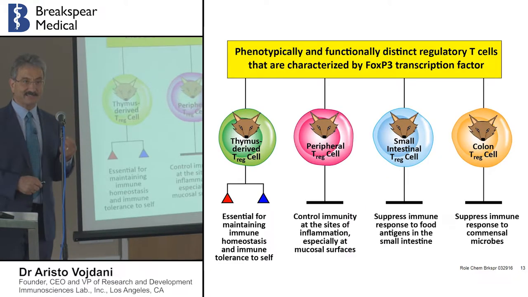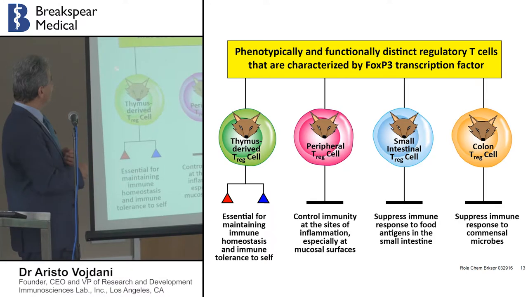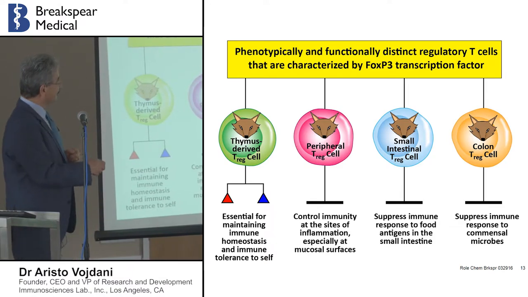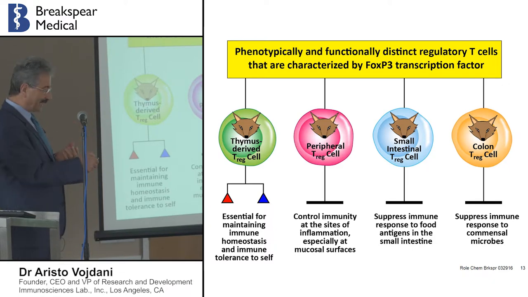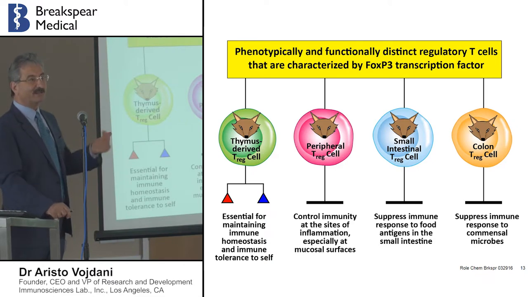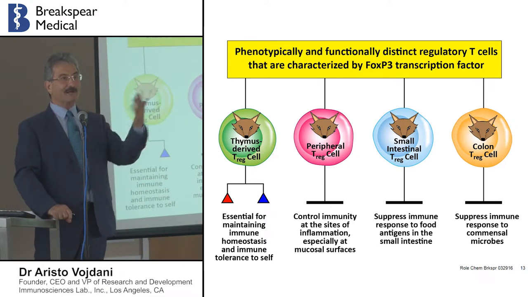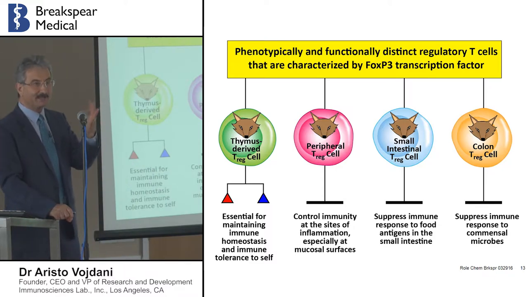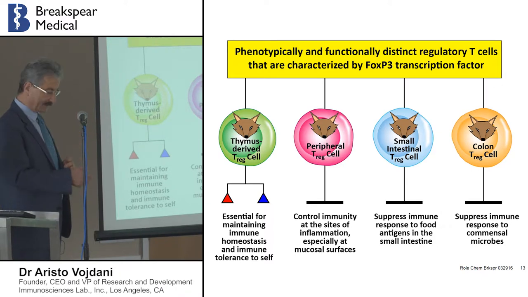So this is the cell. One more time, I'm explaining why. Because Treg cells have the transcription factor called FOXP3, in order to remember, I put the picture of a fox in here. Up to 6 months ago, I thought there was only one type of regulatory T cells. Now we know there are four types. Through this article, there are four types of regulatory T cells.